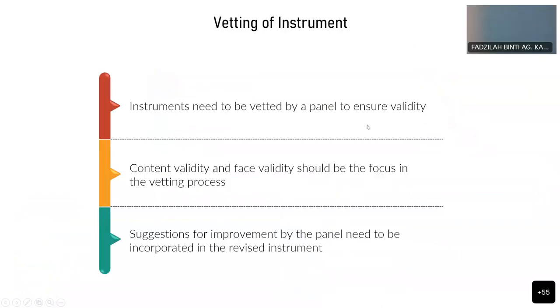The last phase is vetting the instrument. The instrument needs to be vetted by a panel to ensure validity. Usually in our faculty, we can have it in our program meeting, or we can have it in a pre-program meeting involving smaller groups. We have to bring in content validity and face validity. Content validity is about testing, measuring the right content. This will need experts in the same area to make sure that we are measuring the right content. For face validity, experts may not be needed. Colleagues in other areas can help us do face validity.